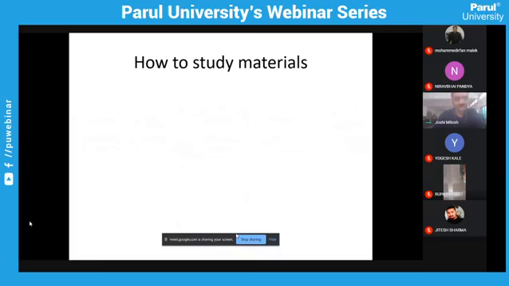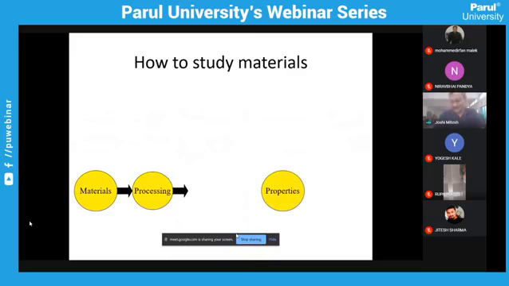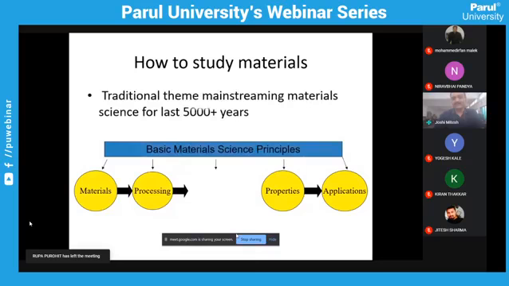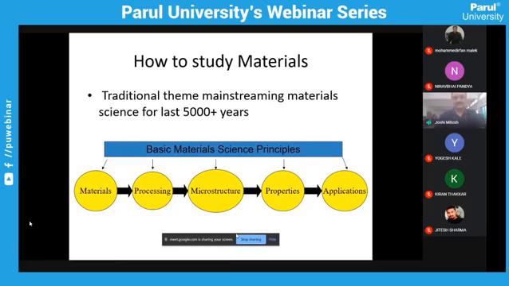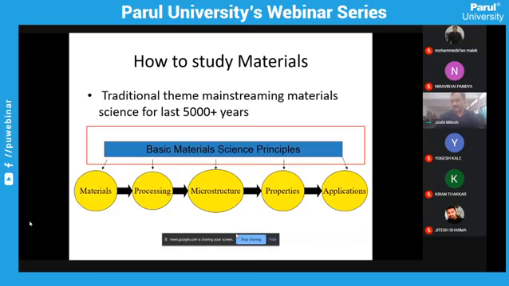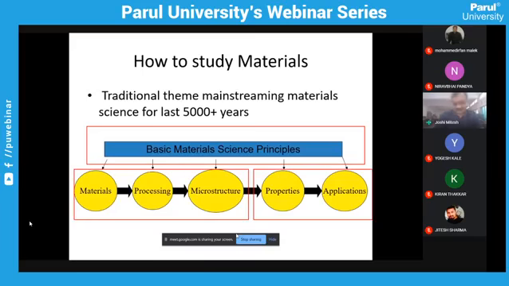So I have given you the clue how to study material. You have a material, you process it. There may be some property, there may be some applications, but what you need to do is find out the microstructure. So this is the traditional three mainstream material sciences going on for the last 5,000 years. But the important thing here is microstructure. How you can study the microstructure, that is important. So this is the basic principle of material science, where it is divided into, actually say two parts: materials and material processing, properties, applications, and microstructures.